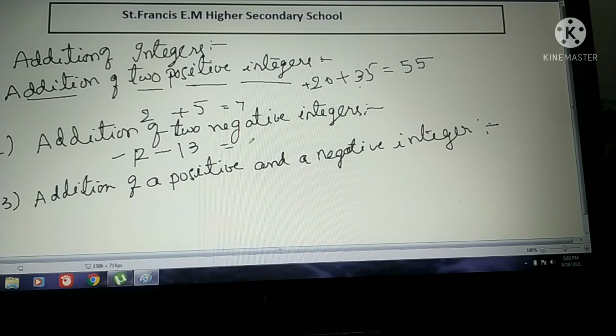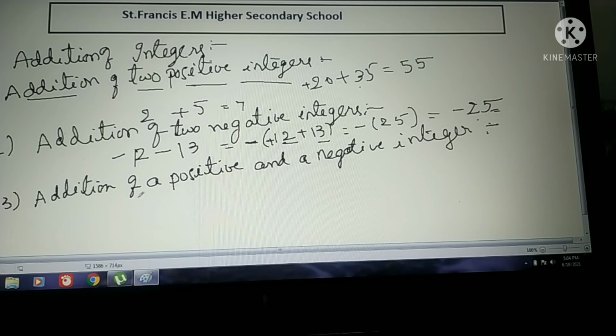Simple thing. Just take the minus out first. If we take the minus out, it will become plus 12, and here also the sign will be plus 13. Minus I have taken outside, so maintain the minus outside only. First add these two, 12 plus 13. How much is 12 plus 13? 25. Now apply the minus again, remove the bracket, it will become minus 25. This is your answer. Understood? So this is how to do addition of two negative integers.